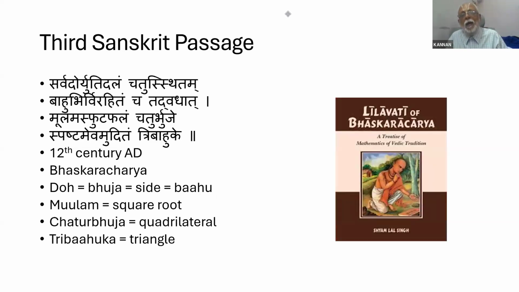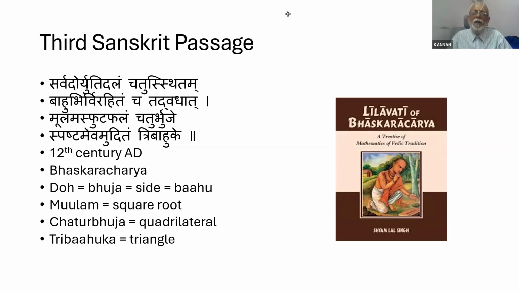Now, another Sanskrit passage I'm giving. This may be the last that I'm giving today. That is, I'm going to end the talk soon. This is taken from Bhaskaracharya's Leelavati. Even though I said so much about Mahavira, Brahmagupta, etc., they are less popular than this gentleman Bhaskaracharya.